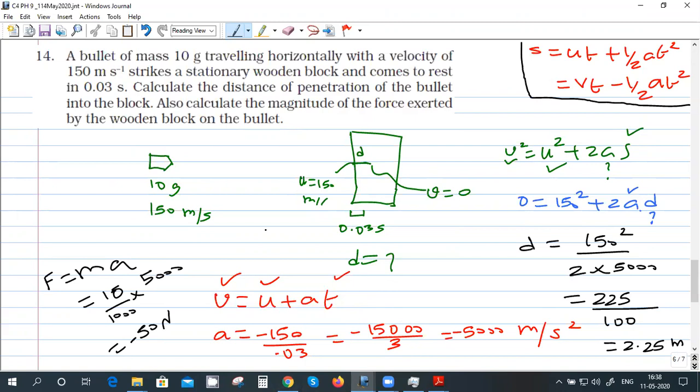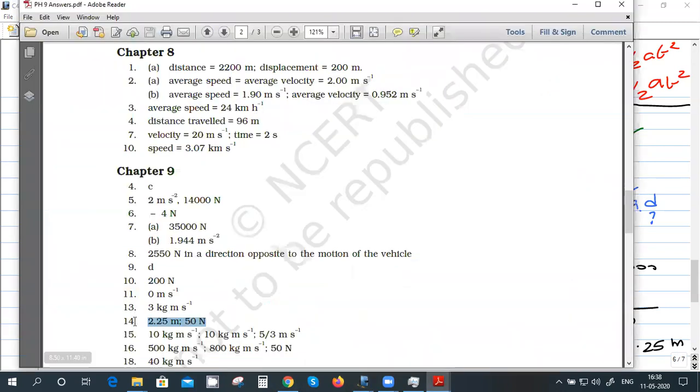Basically, here it's not retarding. What is the force exerted by the block on the bullet? It is the same as the force exerted by the bullet on the block, by Newton's third law. So it is 50 Newton.